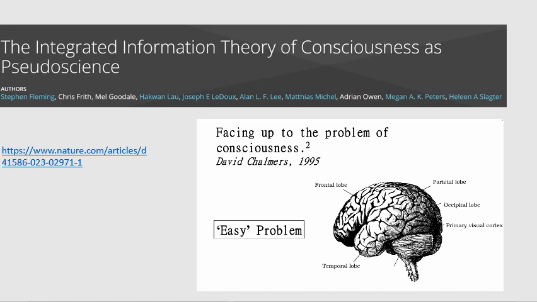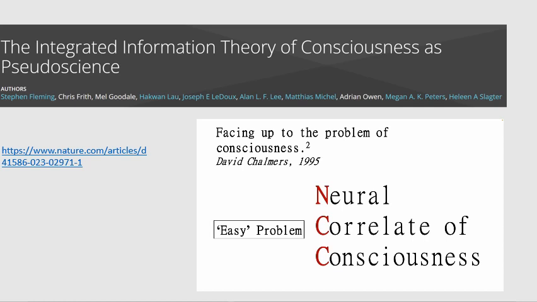It's considered easy because it's a logical consequence of mechanisms in the brain, and given enough time and technological advancement, we can peer ever deeper into the neural mechanisms of the brain to better understand them. Solving the easy problem results in identifying the neural correlates of consciousness. That is, as Seth and Bain put it, the minimal set of neural events jointly sufficient for a conscious state. However, neural correlates of consciousness are not sufficient to solve the hard problem.